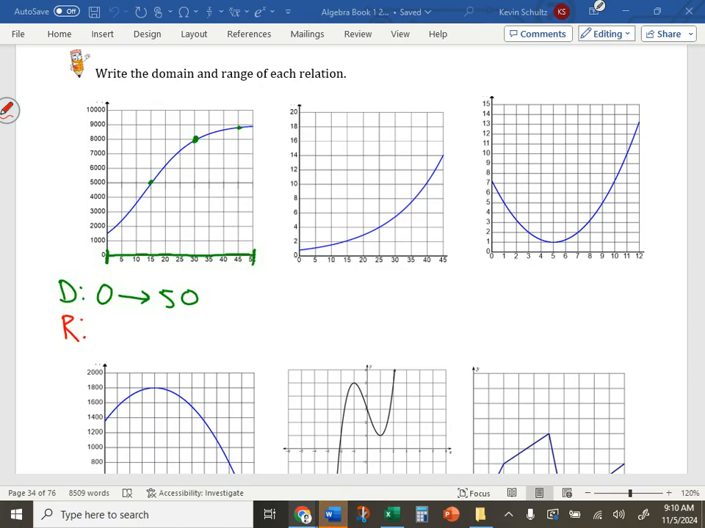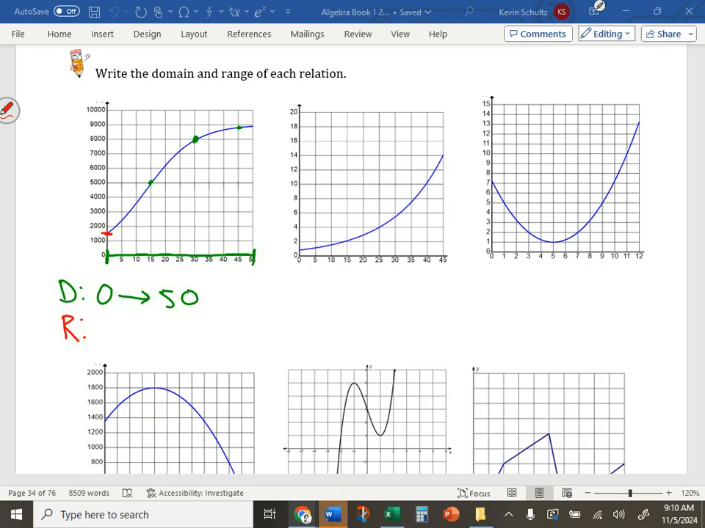But for the range, what's the lowest y value? It's not 0, right? This does not come all the way down to 0. Where does it start? Olivia? Would it be like 1,500-ish? Sure. About halfway between 1,000 and 2,000. That's the lowest y value that this relation uses.